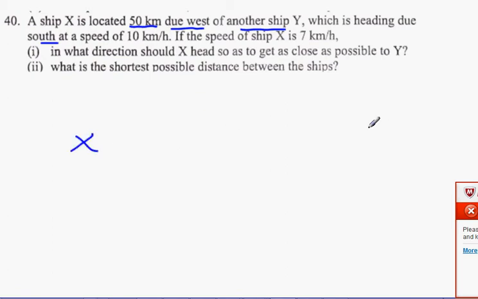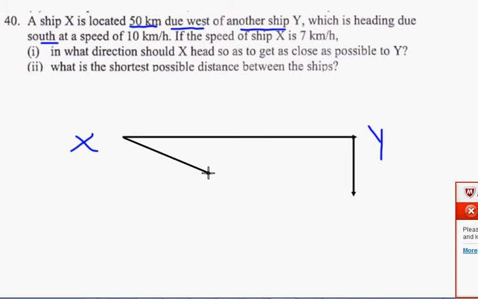Okay, X and Y, one located 50 kilometers west of the other one. Okay, Y is heading directly down, and X doesn't know where to go. It's probably going to head somewhere around this way, isn't it, to try and intercept it. Now, here's your 50 kilometers here.